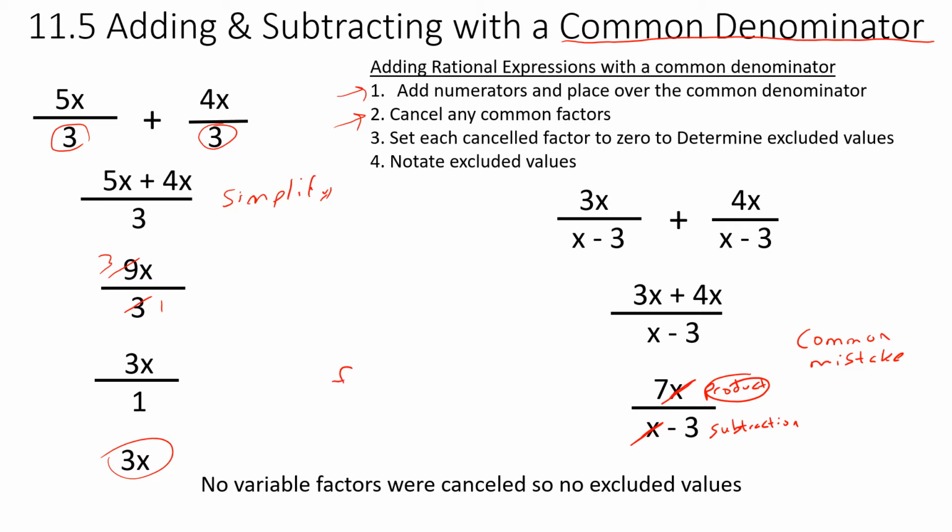Remember, factors are what give you the product in multiplication. This means multiplication, so you cannot do that at all. These are not common factors because this right here is not even a factor. It's being subtracted by 3. It's not even being multiplied to anything. So make sure that you don't make that common mistake.